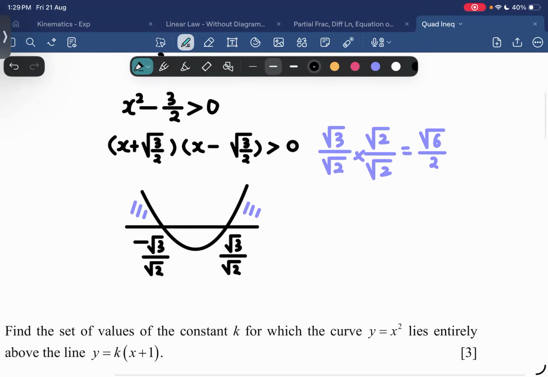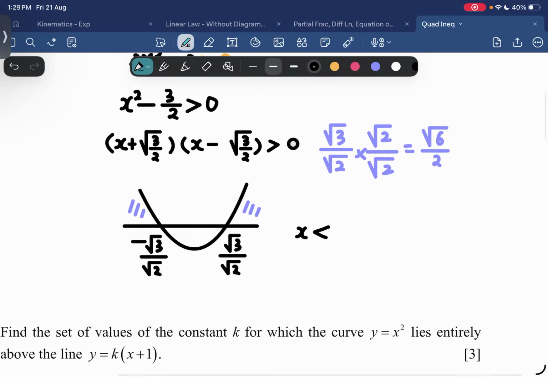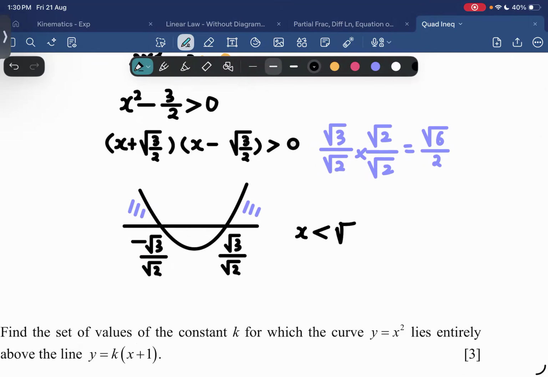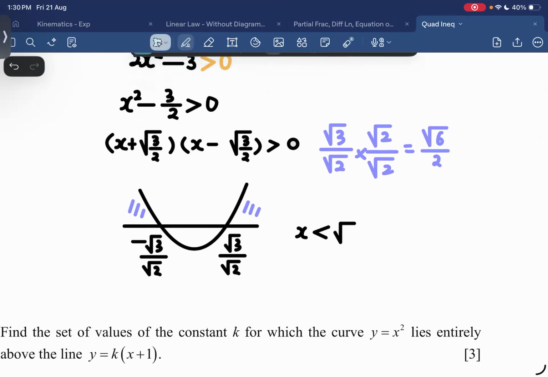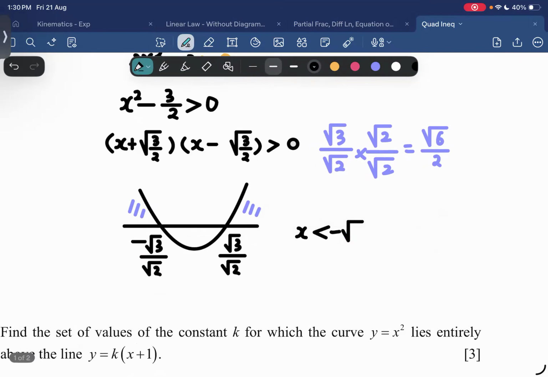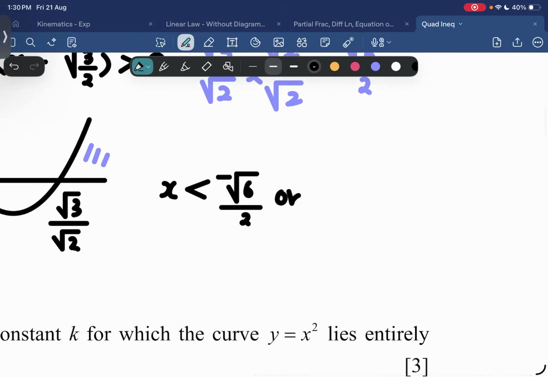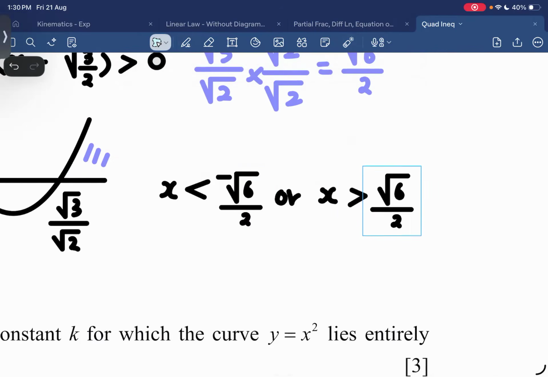So when we solve this eventually, it's actually x less than negative root 6 over 2, whereas on the other side, there's an or. This side here is more than, so we got x more than the positive version of it. So this will be my final answer.